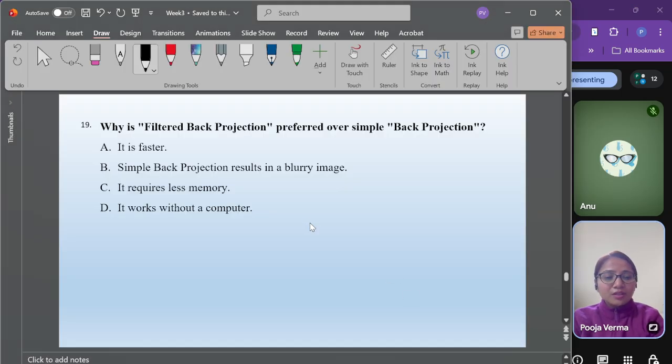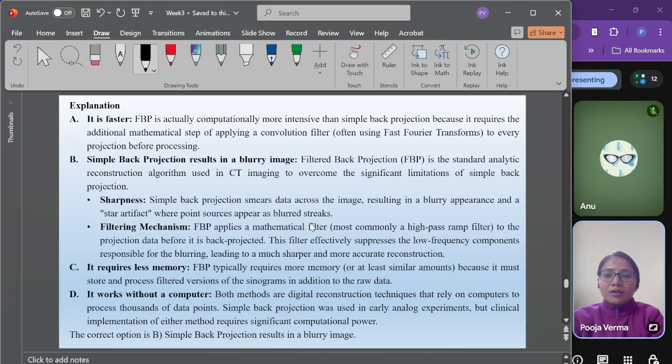Okay, so let's see the solution here. Option A, it is faster. Filtered back projection is actually computationally more intensive than simple back projection, since it requires the additional mathematical step of applying a convolution filter. It often uses the FFT, fast Fourier transform, on every projection before processing. So it is not faster, and this is not a correct option.